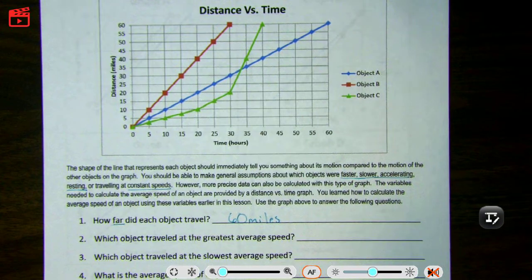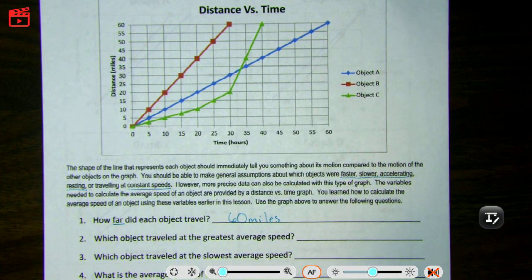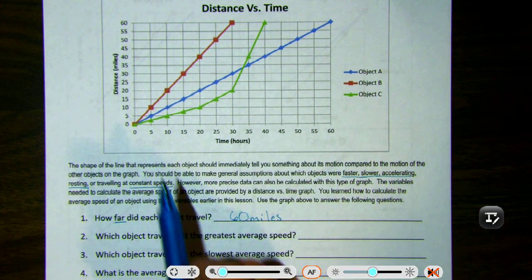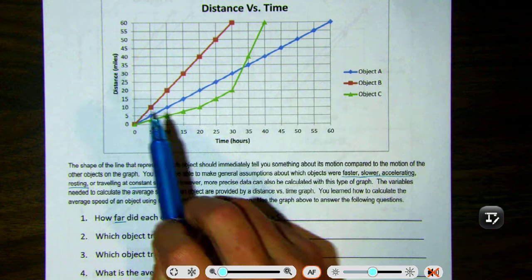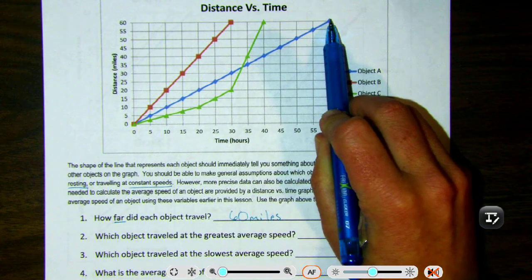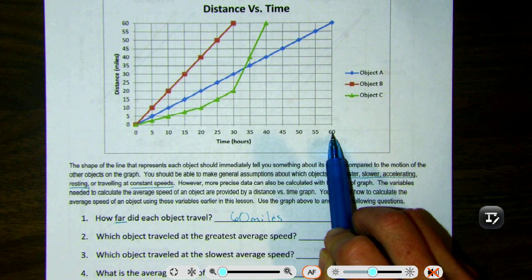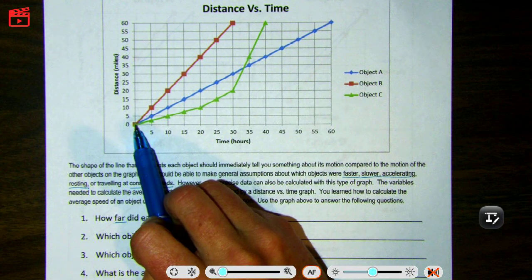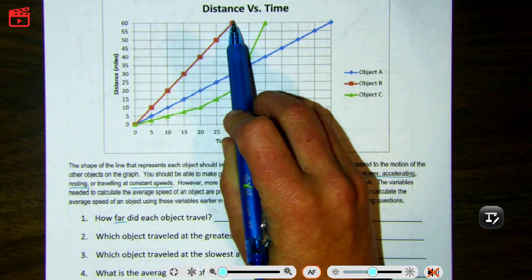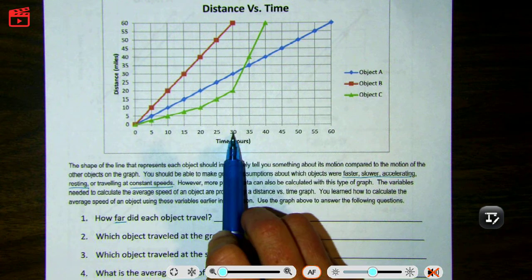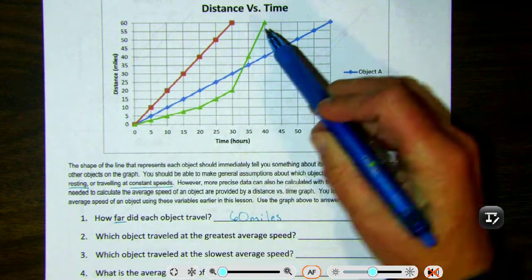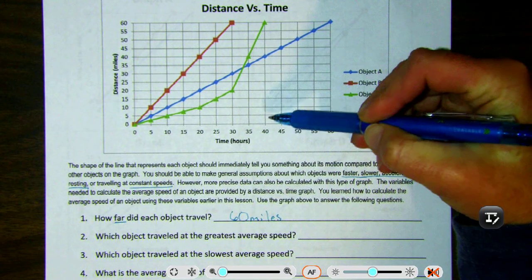which object traveled at the greatest average speed? Well, if we don't feel like solving for speed right away, we can just look at the lines. Our object A, which is our blue line, went 60 miles and it took them 60 hours. Object B, my red line, traveled 60 miles and it only took them 30 hours. Object C, my green line, traveled 60 miles in 40 hours.